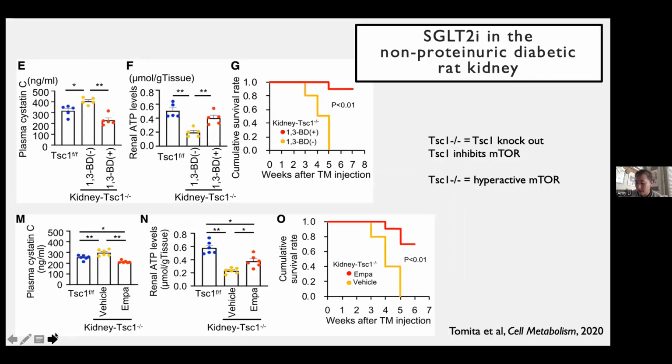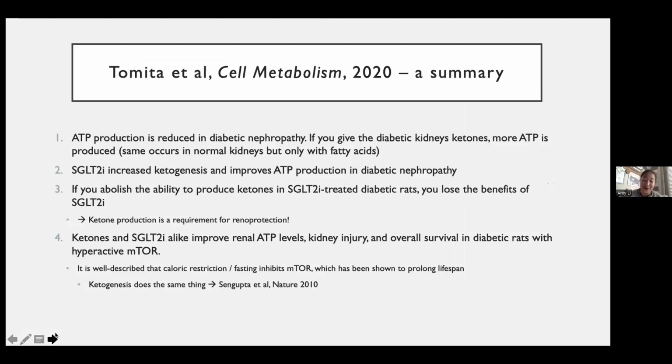Next slide. Actually, for the sake of time, I'm going to skip this one, but we're going to go to the next slide. So to summarize, because that was a lot of words that I said, in the diabetic kidney, there is reduced ATP production. If you just give the kidney just ketones, even without SGLT2 inhibitors, ATP is produced and all is fine. When you give the diabetic kidney SGLT2 inhibitors, it truly does increase ketogenesis and it improves the amount of ATP available in the diabetic kidney.